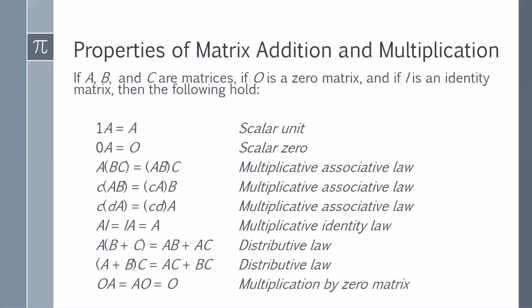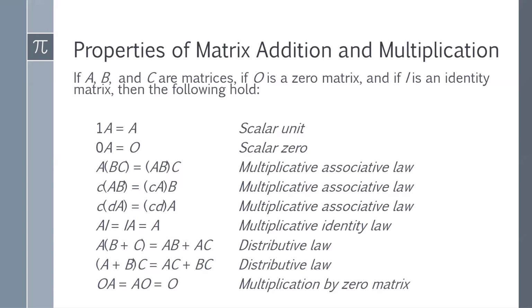Similarly, we can multiply any matrix by 1 without changing it. Any matrix A times 0 is the 0 matrix. We have the associative law for matrices: A times B times C is the same as A times B times C. We also have that a constant times a matrix product is the same as a constant times the first matrix times the second matrix. We have multiplicative associativity as well with constants. So C times dA is equal to CD times A. If we take a matrix A and multiply it by the identity matrix on either side, we end up with the same matrix A back.